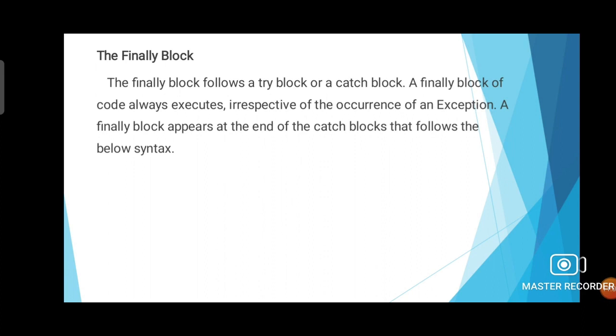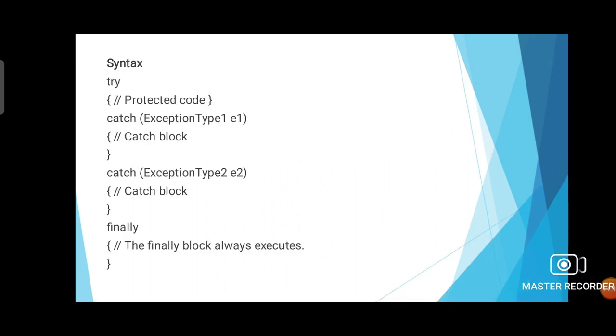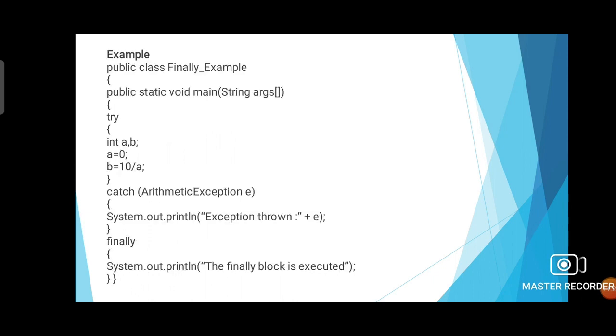The finally block appears at the end of the catch blocks and follows this syntax. First of all we will have the try block and the corresponding catch block. Sometimes we may have more than one catch block to handle different types of exceptions. And finally, at last, we will have the finally block.